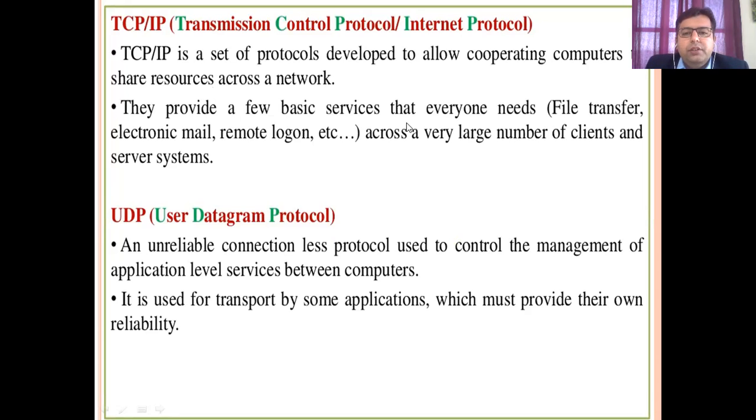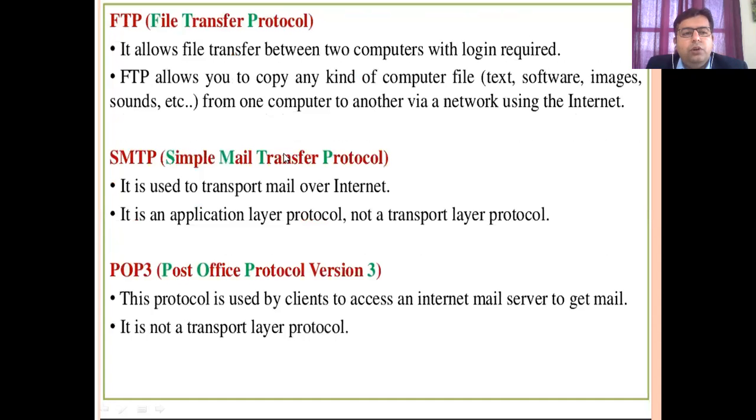They provide a few basic services that everyone needs, like file transfer, email, and remote login, across a very large number of client server systems. So basically, the role of this TCP/IP protocol. UDP, User Datagram Protocol, is an unreliable connectionless protocol used to control the management of application level service between the computers. Basically it is used for transport by some applications which must provide their own reliability. So all these protocols you learn in networking.